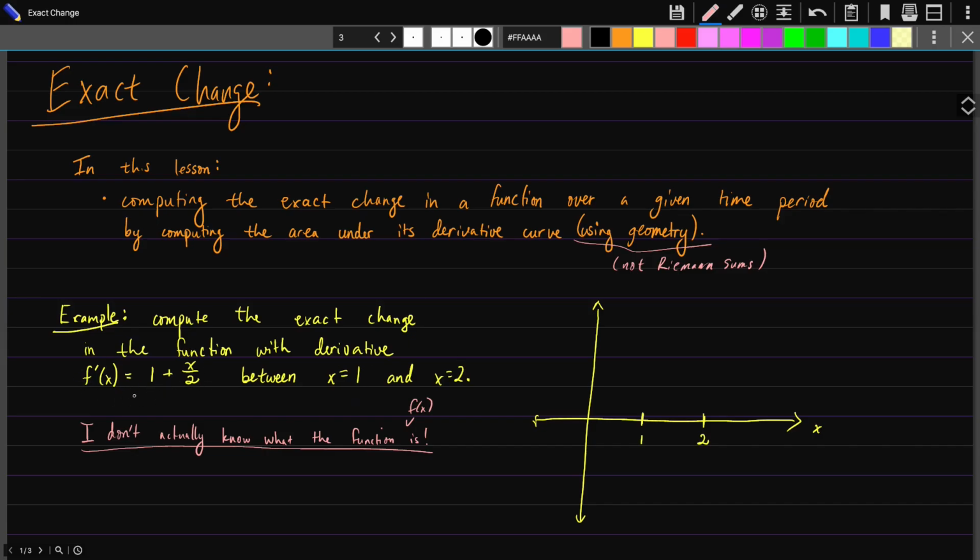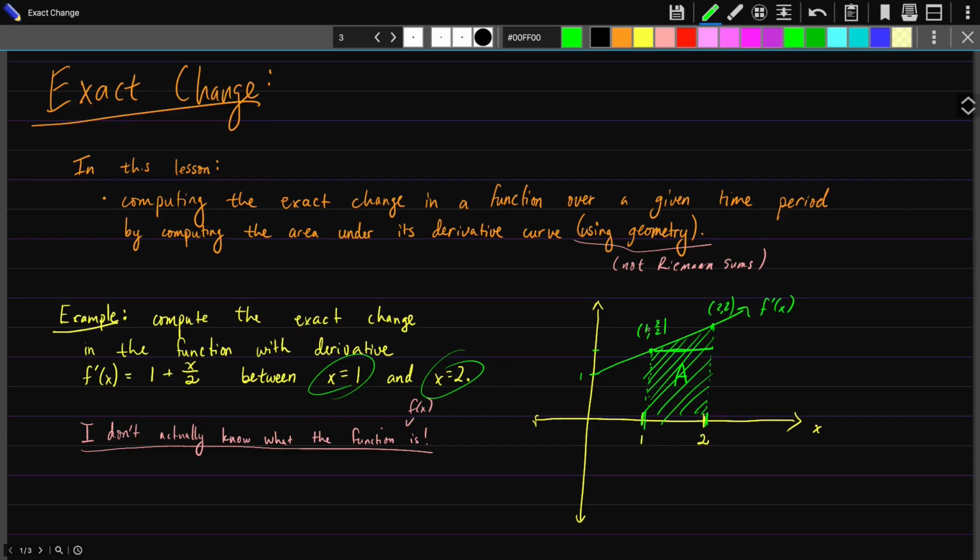So we're going to start by plotting the derivative. The derivative is f prime of x equals 1 plus x over 2. And so the exact change in the function f of x, which has the derivative that we've graphed here on this chart, is going to be the area under the curve between those 2 points that we're interested in, x equals 1 and x equals 2. So these 2 points right here. We're interested in just computing this area. In this case, we can just use elementary geometry to do this for us.